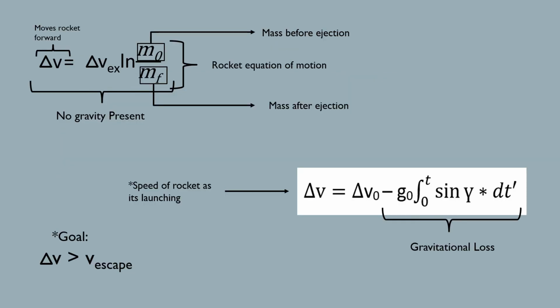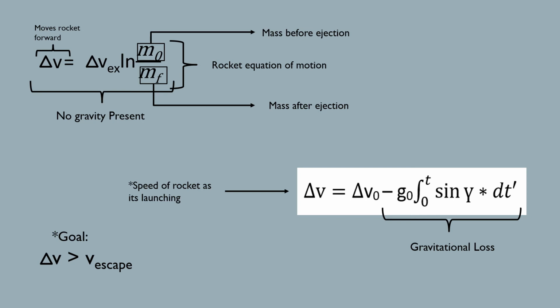So first we have the rocket equation of motion, which is delta V, or the change in velocity, and we equal that to delta velocity of the exhaust, which is the change in the velocity of the exhaust, which again is the speed at which stuff flies out the back. We multiply that by ln, or if you're more familiar with mathematics, the log, and we take that log and multiply it by m sub 0, which is the mass before the ejection. We divide that by m sub f, which is the mass after the ejection.